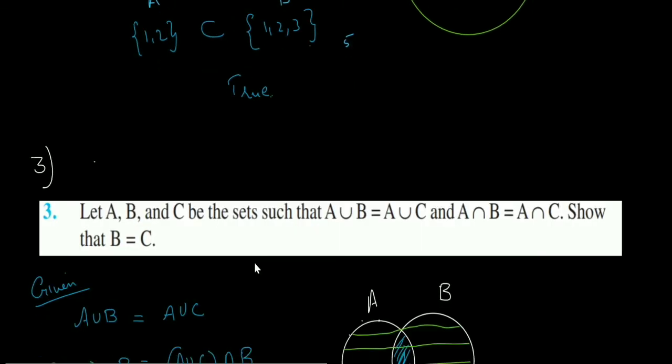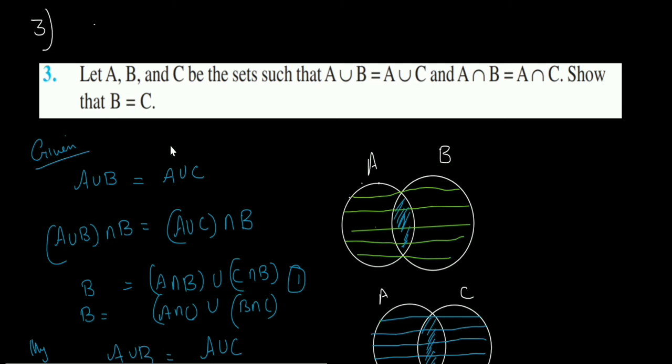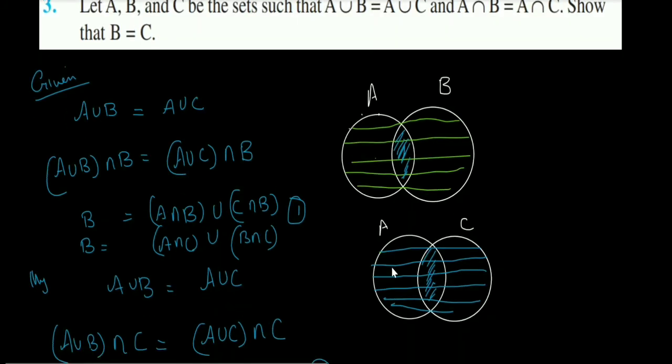Next, question number 3. Let A, B and C be sets such that A union B is equal to A union C, and A intersection B is equal to A intersection C. Show that B is equal to C. So it's given A union B is equal to A union C. A union B means a full region. A union B is this region.